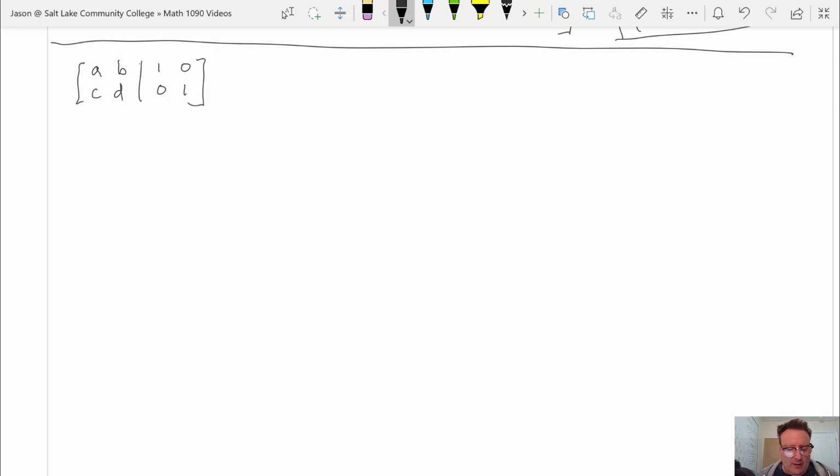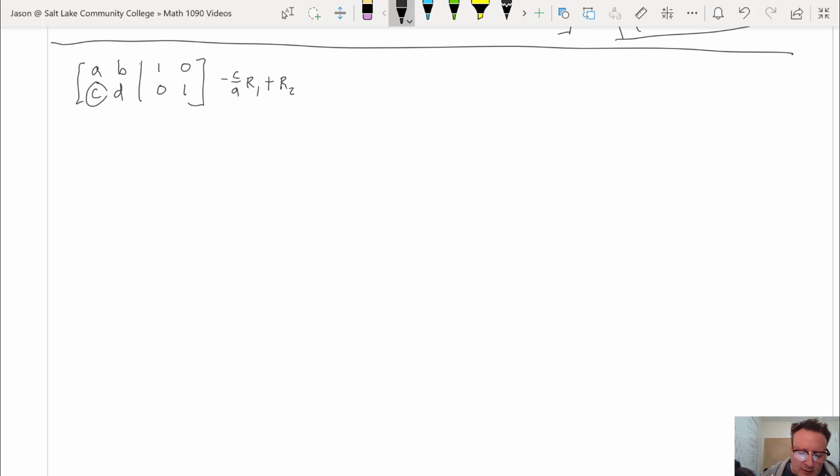Okay, what I'm going to do is clear out the c below the a and make that a 0. So what can I multiply a by so that I get negative c? Well, if I multiply a by negative c over a, I will get negative c. So we're going to do negative c over a times row 1 and add that to row 2.